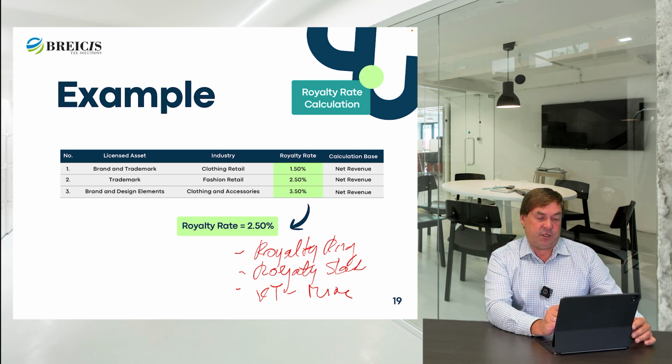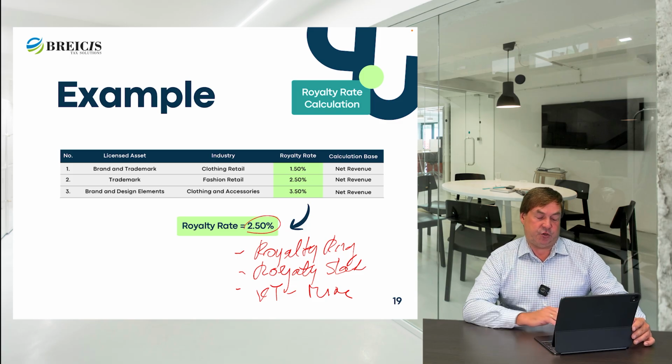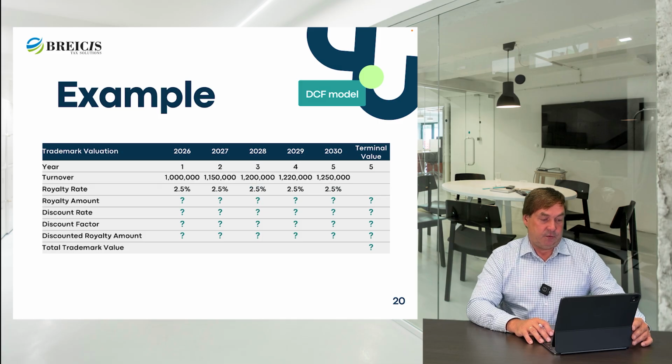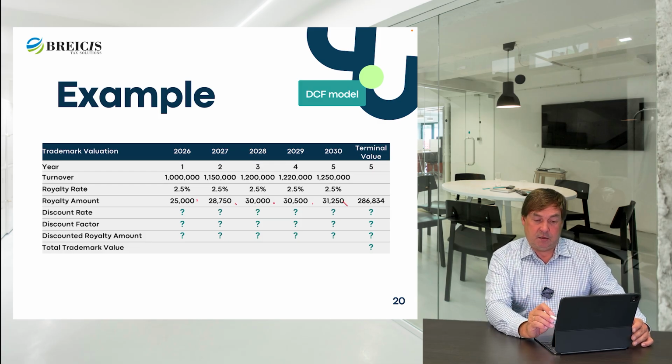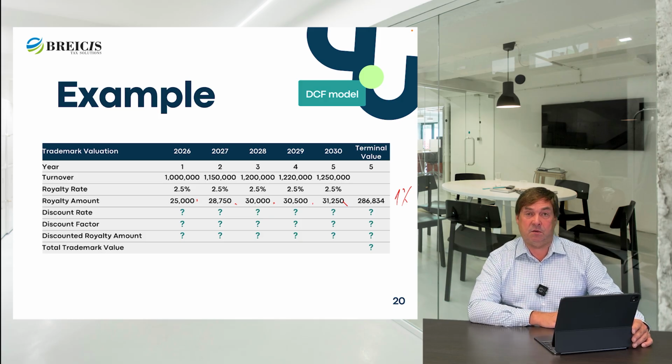As a result of the research, we find out that the average royalty rate is 2.5%, and we will use this number. So let's put it in the table, and we have the royalty amount like this, year by year. After this period, we assume that the growth will continue at 1% per year, and we make the terminal value by applying the annuity discount factor for infinity.